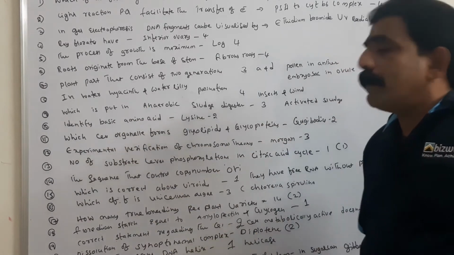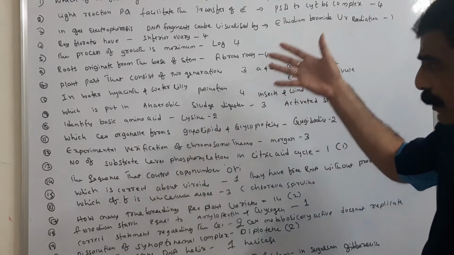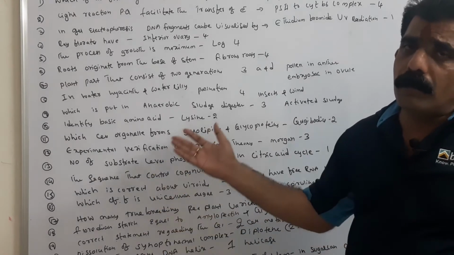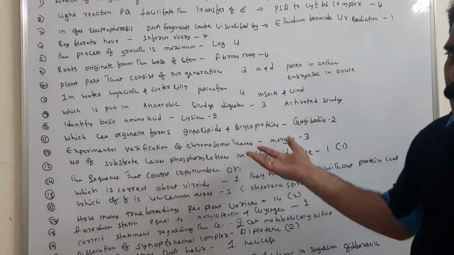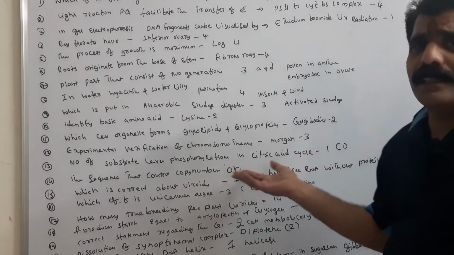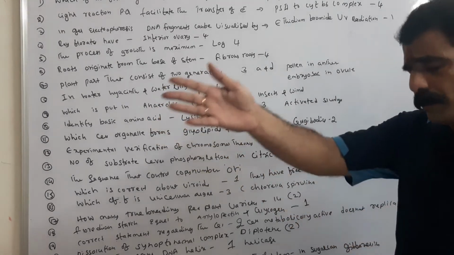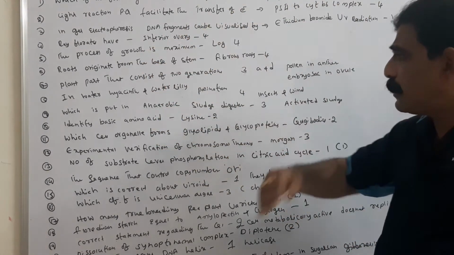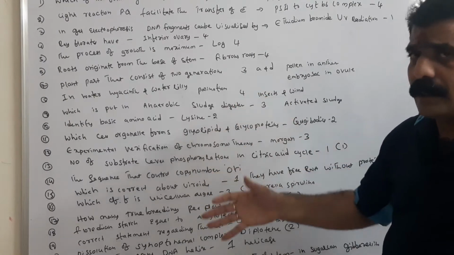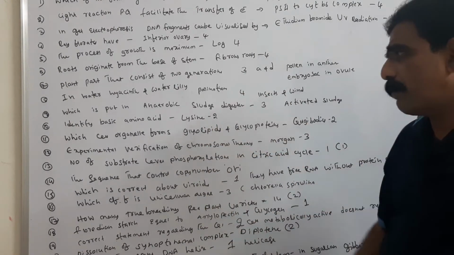Next, identify the basic amino acid. Very simple question. Here, basic amino acids are given. Lysine and arginine are basic amino acids. Glutamic acid is also given, but that is an acidic amino acid. Here the right answer is lysine and the right option is second.